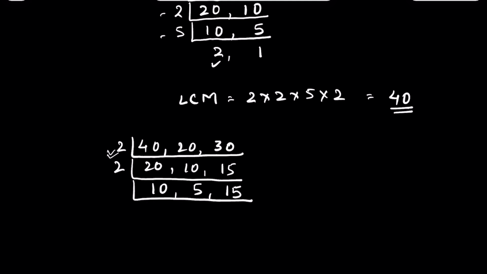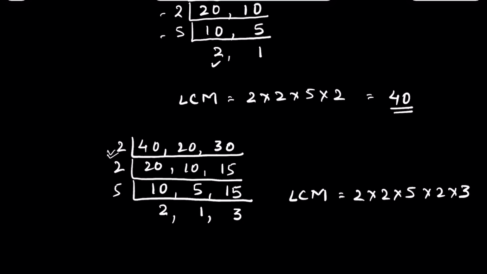Now here it will be divisible by 5. 5 times 2 is 10, 5 times 1 is 5 and 5 times 3 is 15. Now 2 and 3 are both prime numbers, so we have to stop here. LCM will be 2 multiplied by 2 multiplied by 5 multiplied by 2 multiplied by 3. So 2 times 2 is 4, 4 times 5 is 20, 20 times 2 is 40 and 40 times 3 is 120. So 120 is the least common multiple of 40, 20 and 30.